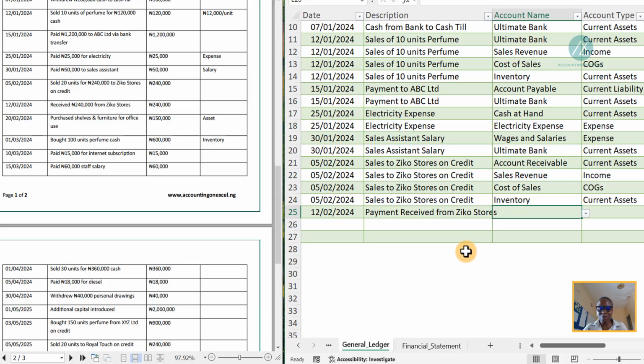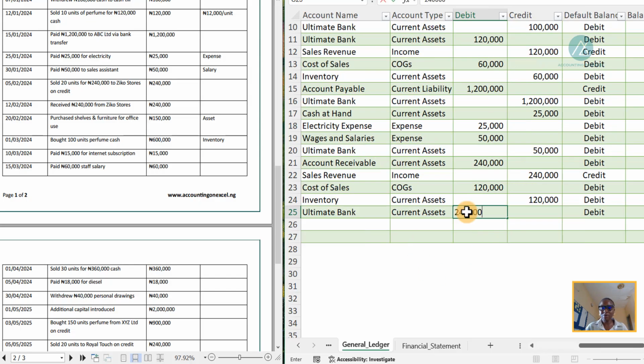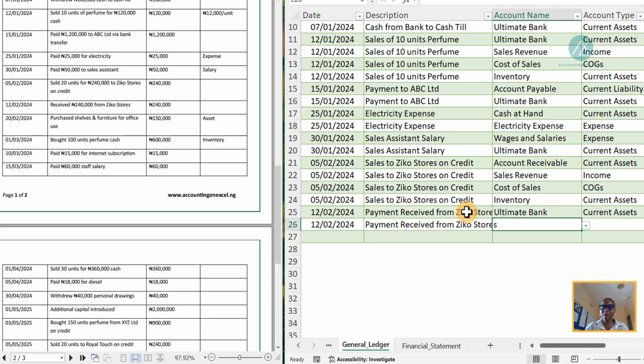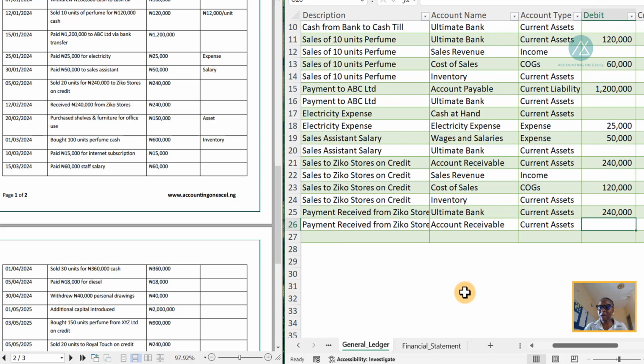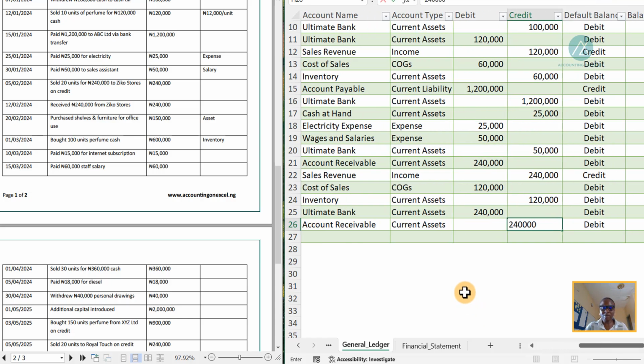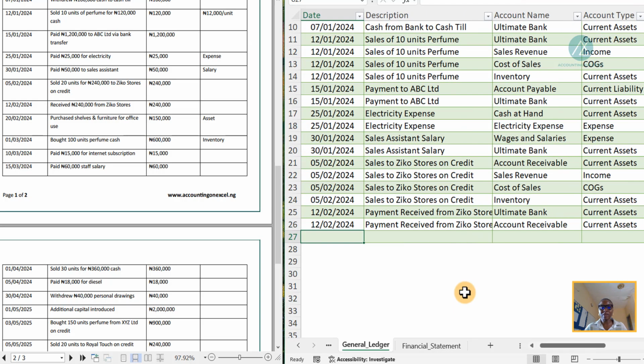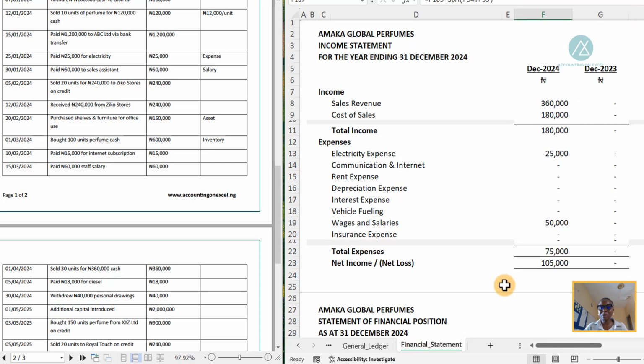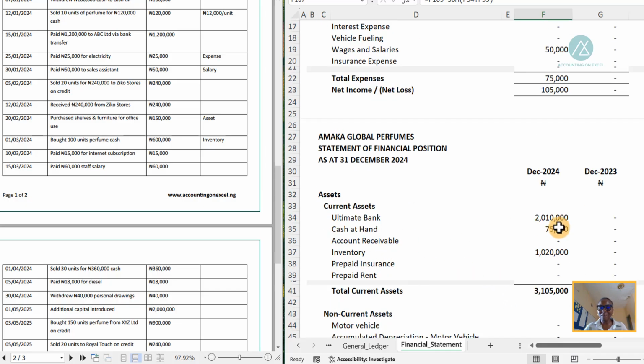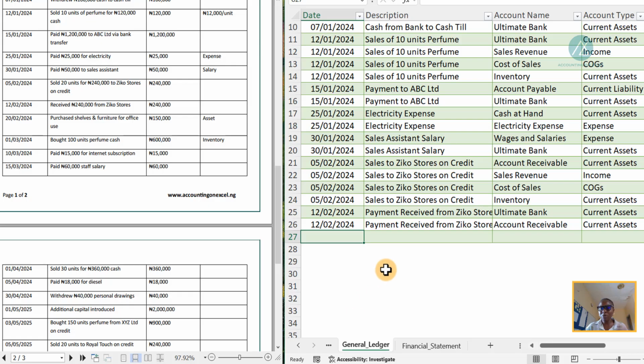So you debit your bank, ultimate bank, 240,000. Then you credit your accounts receivable to clear it, because it's paying 100% of the money owing. Amaka Global Perfumes, 240,000, right? So if you look at the financial statement, you see accounts receivable is 0. You can be looking at it as you enter each transaction so that you can see the impact of the transaction on the report.